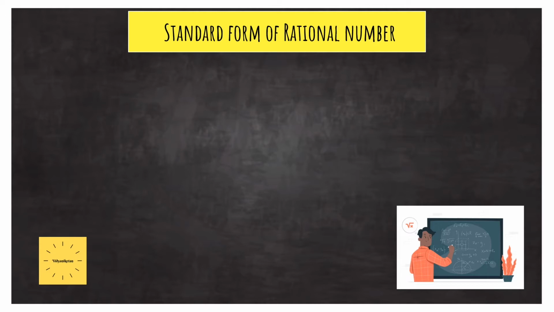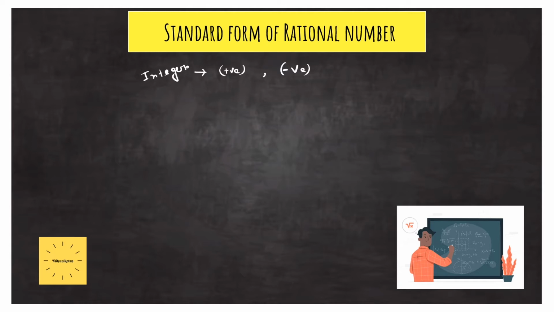Now, as you know, rational number can have integers, and that's why there are two types of rational number. One is positive rational number and another one is negative rational number. Now the fact is, for standard form of rational number, any rational number whose numerator and denominator have only one common divisor, that is 1, and other than 1 no common divisor, will be called the standard form of that particular rational number. So let us take the example first.